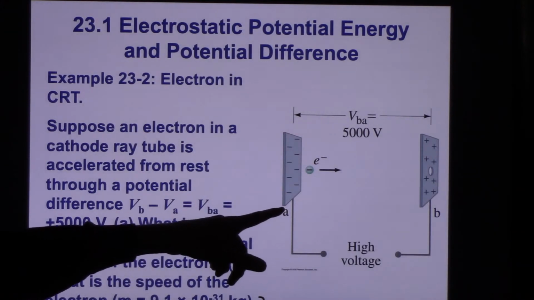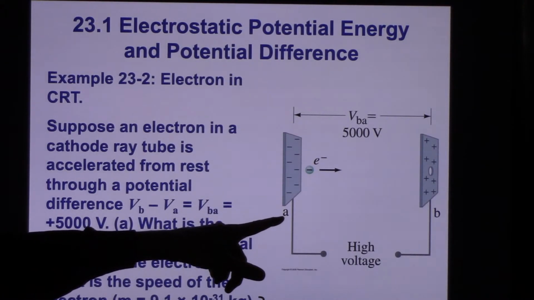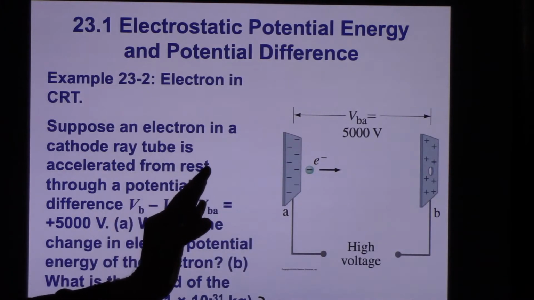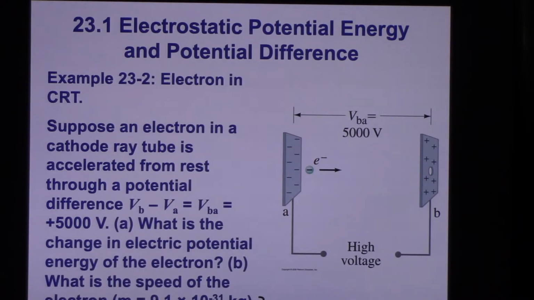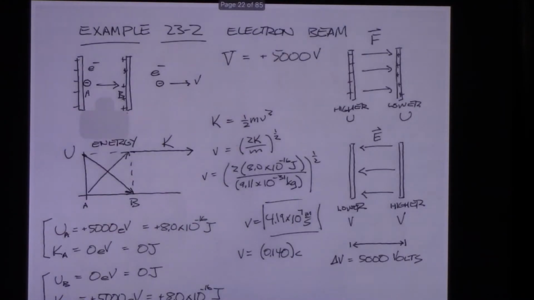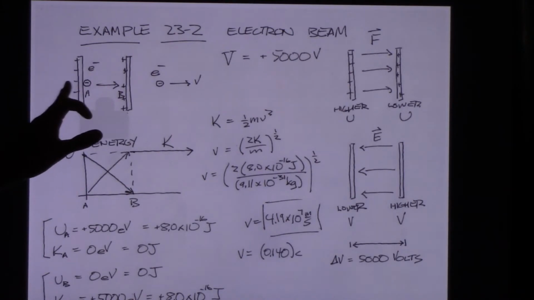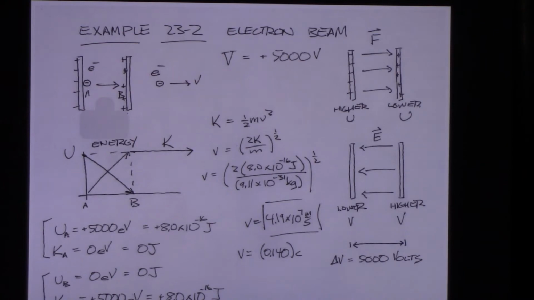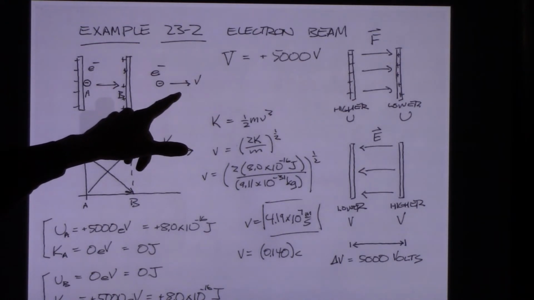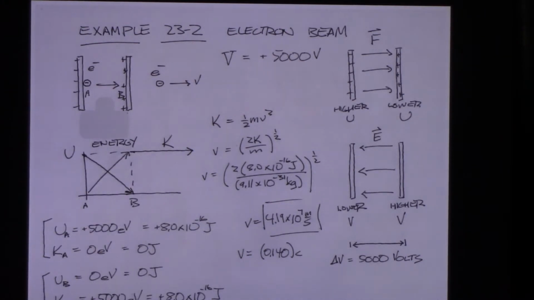Now, when it gets to the other plate, there's a hole that we made, and that means that the electron passes through that. It's going really fast. It can't stop. And that means that we're going to generate an electron beam. So here's plate A, here's plate B, here's the electron. There was a little hole right there. And what's going to happen is once the electron exits, it's going to be traveling at some speed. And that's how we generate beams of electrons.